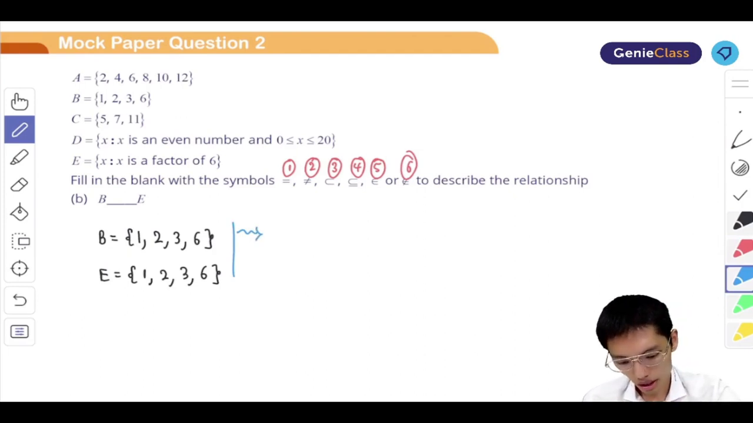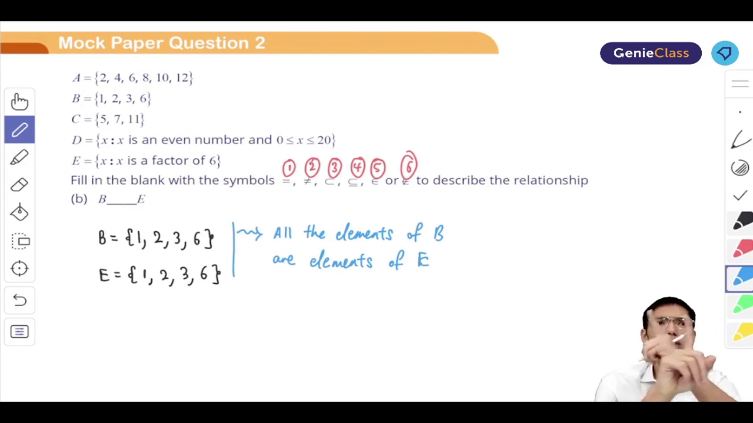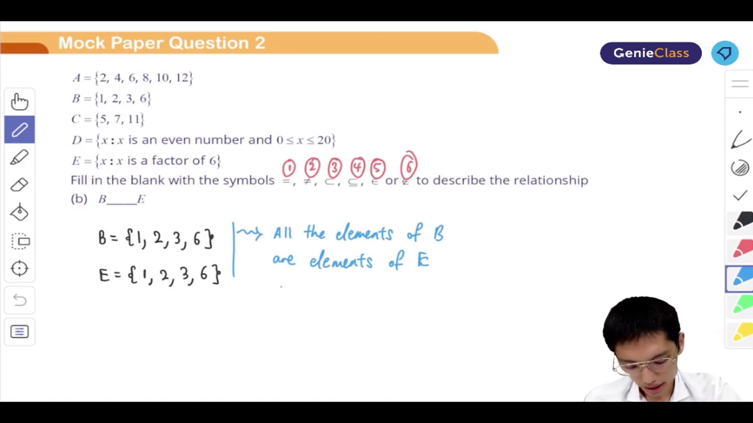And take note in this case, what is the notion? All the elements in B, or the elements of B, are actually elements of E. So we take note over here, all the elements in B are elements of E. And if I were to switch it around, it's also the same thing. Alright, very good question, Elizabeth. I'll actually answer that for you. Okay, and vice versa.